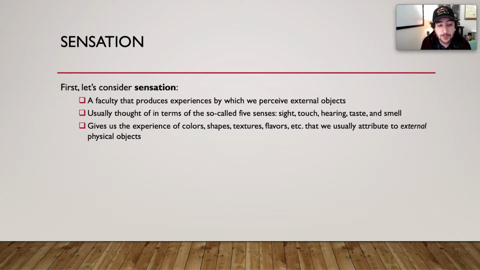And that experience of color, shape, textures, flavors, we usually then attribute those features that we experience to the external physical object itself. I experience that red rectangular sensation, and then I come to believe that the table outside my mind is rectangular and is red.